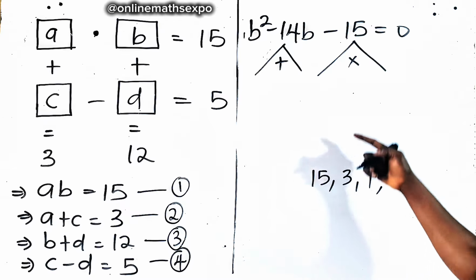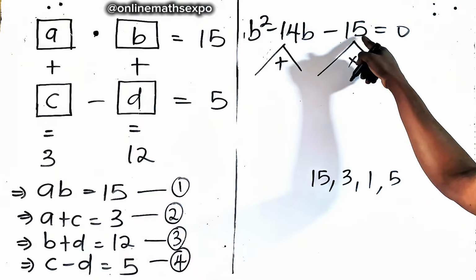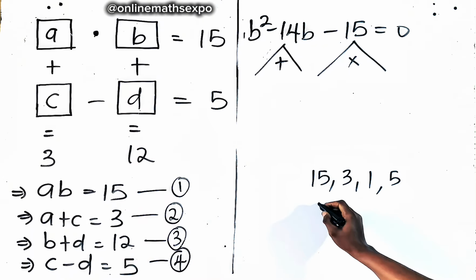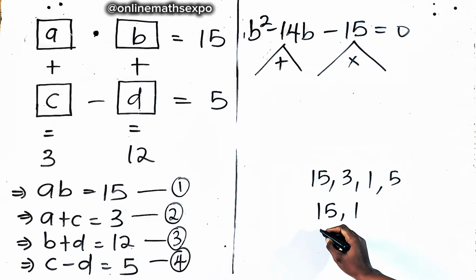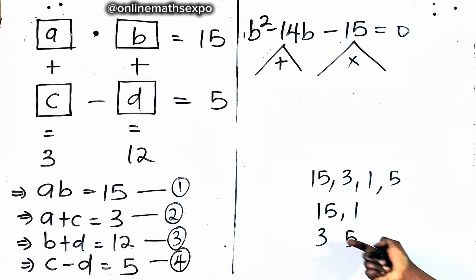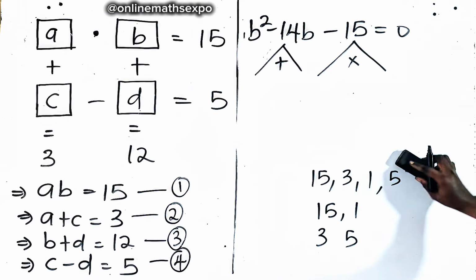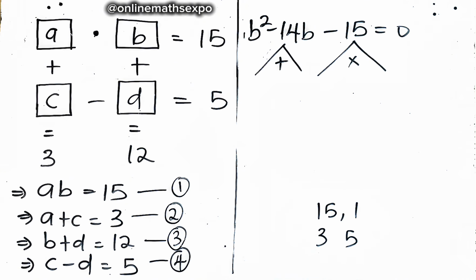So we want that when we multiply, it gives us 15. And you know, for 15, you have 1 and 15, and 3 and 5. These are the ones you can multiply to give 15. So of these, which one should we go for?